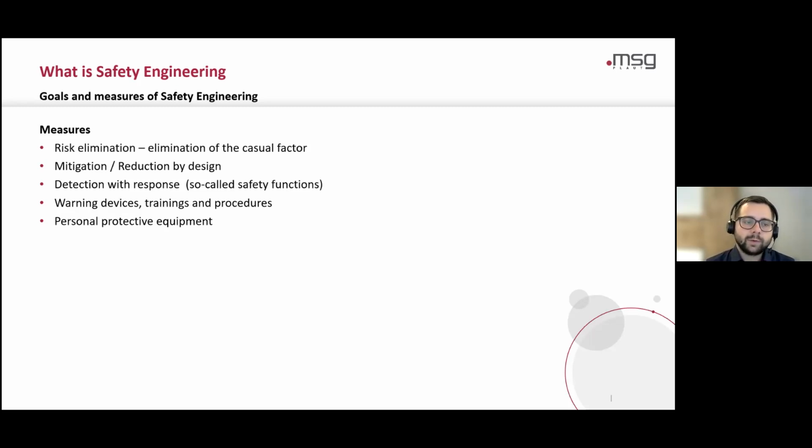Additionally, you always have the possibility to have warning devices. You can have trainings and procedures so that people know how to react in a dangerous situation in order to avoid potential harm. And the last measure would be to give people personal protective equipment, if it is not possible to avoid the hazard.